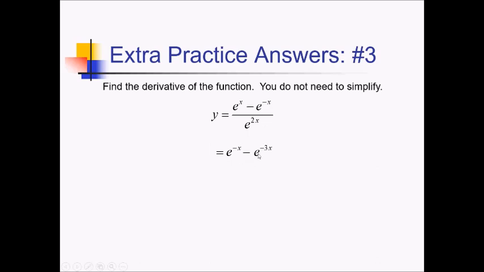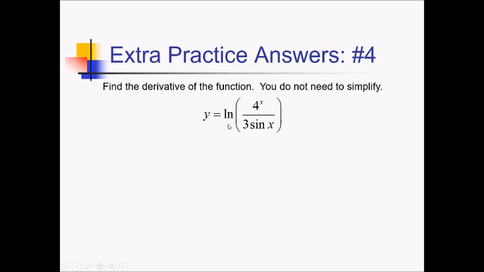So now I can just use the exponential rule. This first one, we're going to have e to the negative x times a tail of negative 1. So that's negative e to the negative x. And then for this one, we have negative e to the negative 3x times a tail of negative 3. So that actually ends up being plus 3 e to the negative 3x. And this one's done.